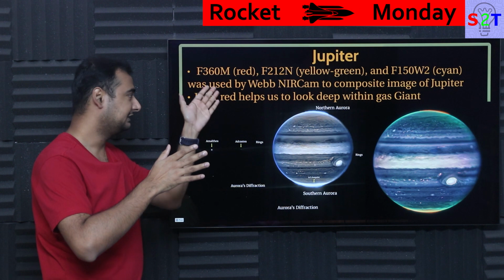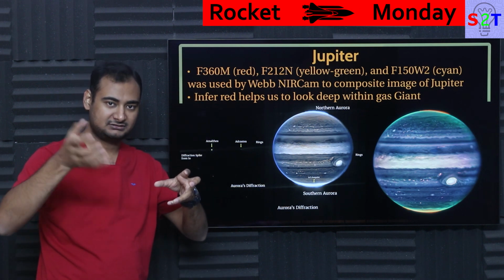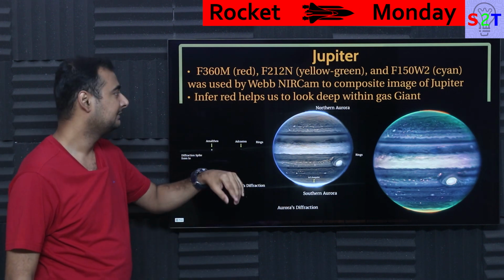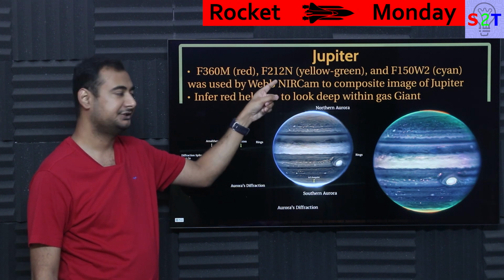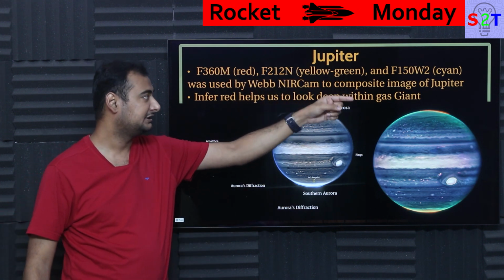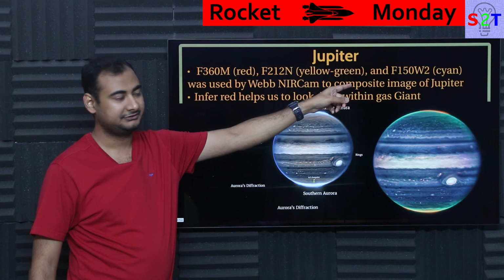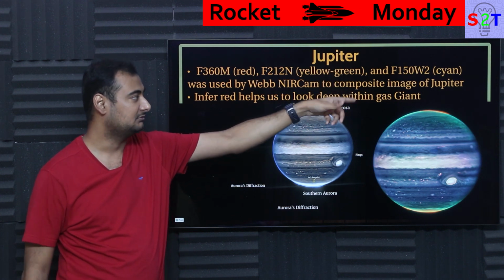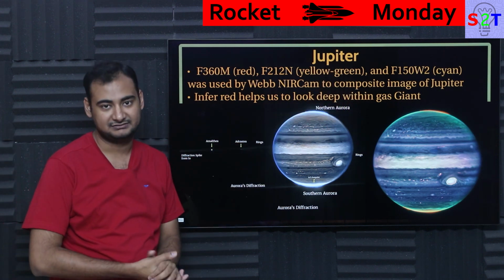So basically, take that data. With this filter on, take the sensor data and color it with red. Take another filter wheel, F212N, and color that data with yellow-green. Then take another filter, F150W2, and color it with cyan. That's why you have this false color image.